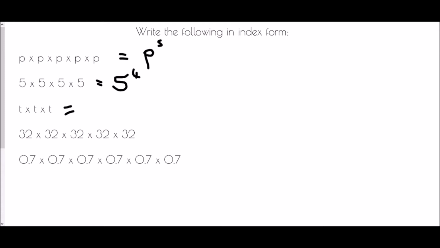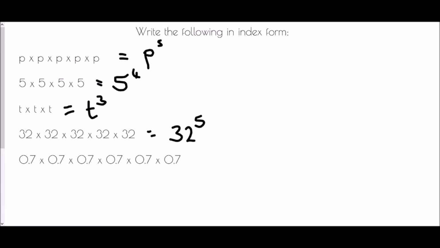T times t times t. Well, the base is t, because that's the thing that we're repeating. We have 3 of them, so we would call that t cubed. In the next one, we have 32 times 32 times 32 times 32 times 32. Well, in this case, the base is going to be 32. And we want to see how many of those we have. Well, in total, there are 5 of them being multiplied together, so that is 32 to the power of 5.